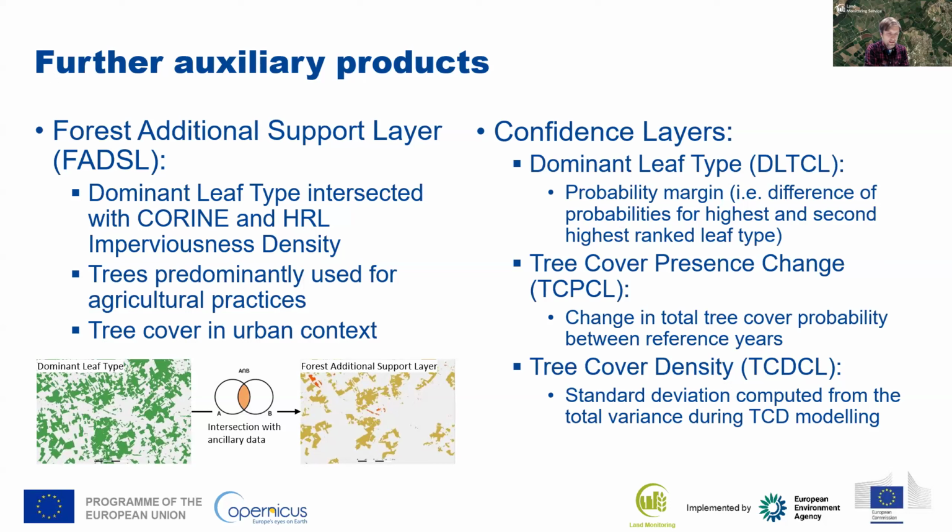Then the second confidence layer would be the confidence layer for the tree cover presence change. And here the change in total tree cover probabilities between the reference years, so 2018 and 2021, is calculated. And the third confidence layer would be for the tree cover density, which shows the standard deviation, which is computed from the total variance during the TCD modeling.